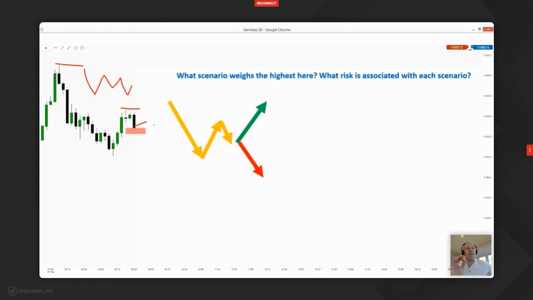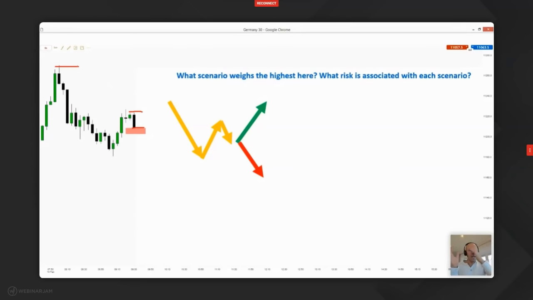But let me tell you something about stop losses. A stop loss is simply a reflection of the risk you want to take on board. So if you're selling short here and you're having a stop loss here, your stop loss is going to be tiny. Your risk is tiny. But your risk of being stopped out is big. If you have a stop loss up here, your risk is big, but the risk of being stopped out is tiny. Do you see that?